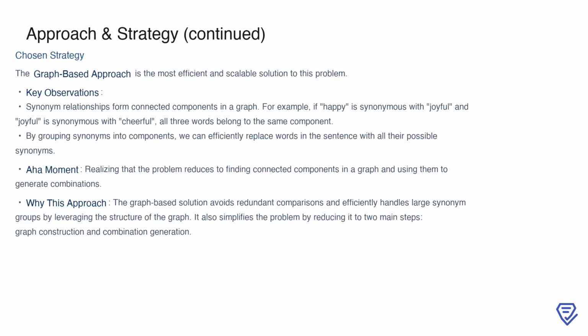The breakthrough or aha moment for this approach is realizing that graph theory provides a direct and elegant solution to what initially seems like a combinatorial explosion of possibilities. By focusing on graph construction and leveraging the structure of connected components, this approach avoids redundant computations and handles large synonym groups with ease, making it the most effective strategy.